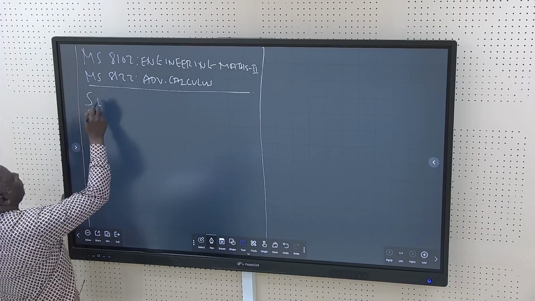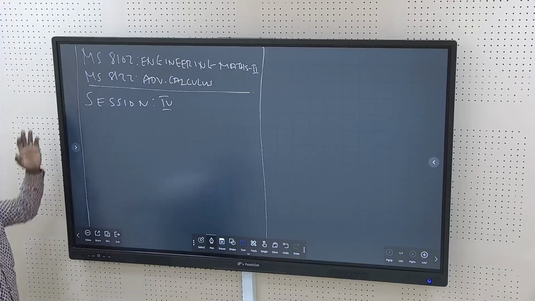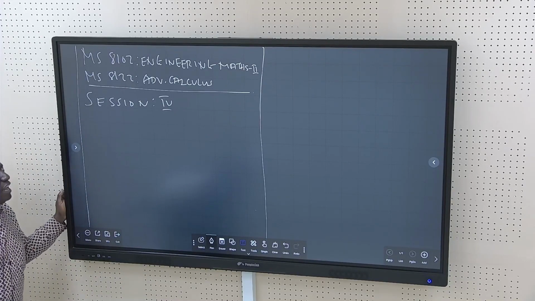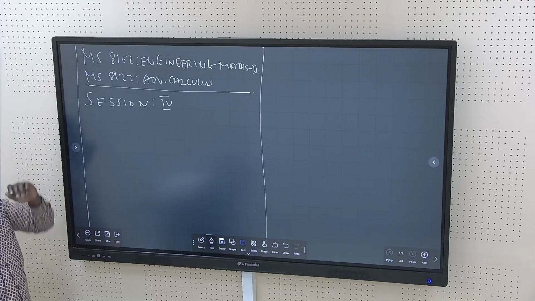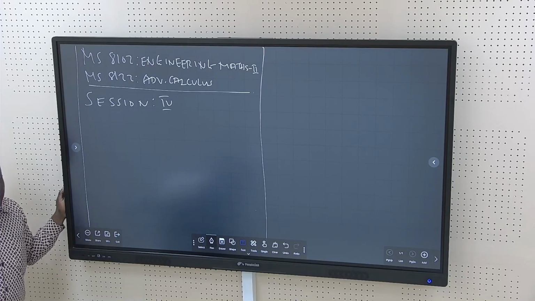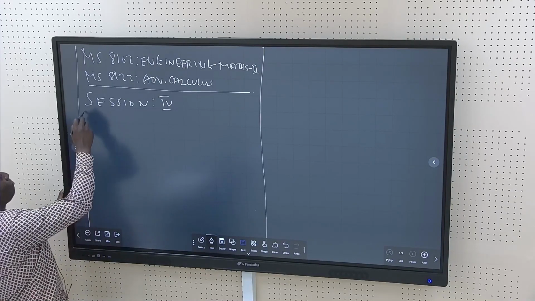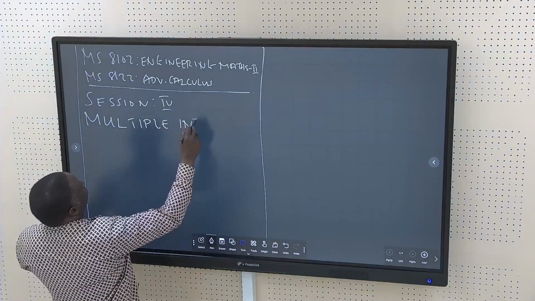Today is session 4, and we are still in this course, MS 8102 Engineering Mathematics 2. The same content applies to MS 8122 Advanced Calculus for Electrical Engineering and MS 8102 for Mechanical Engineering students. As I said in the previous session, we are going to start the multiple integrals. So today we are going to start discussing multiple integrals.